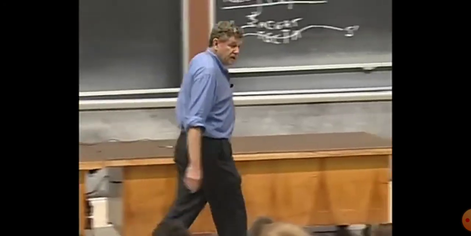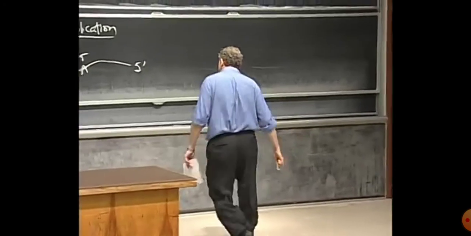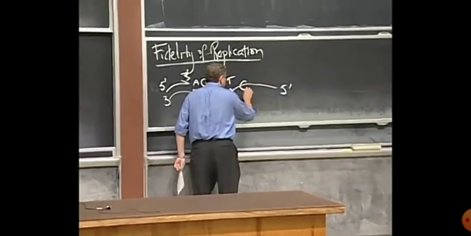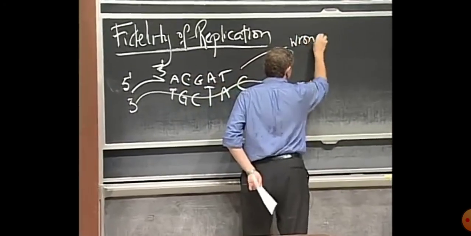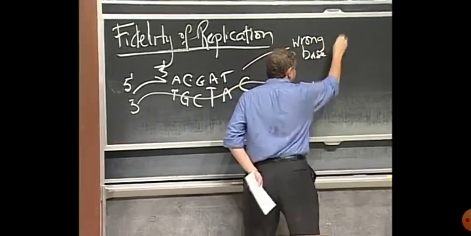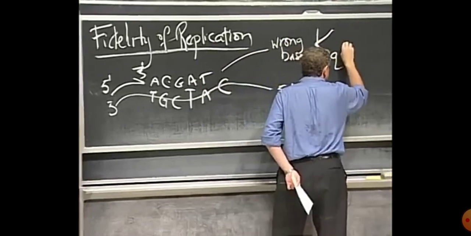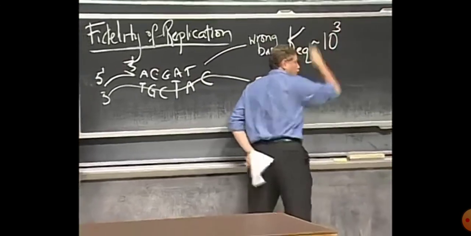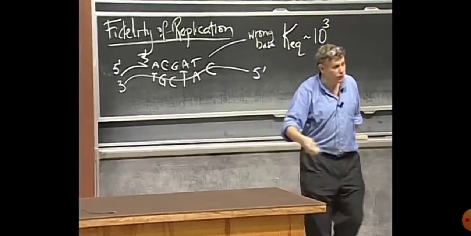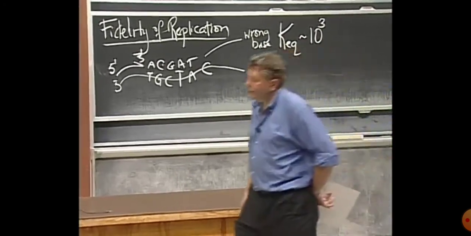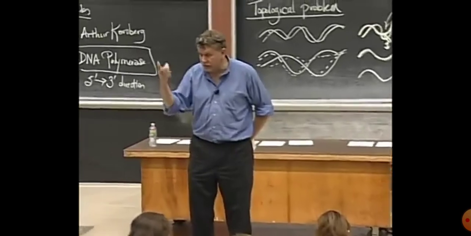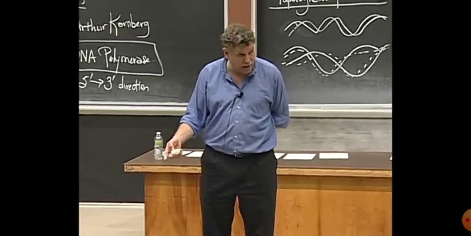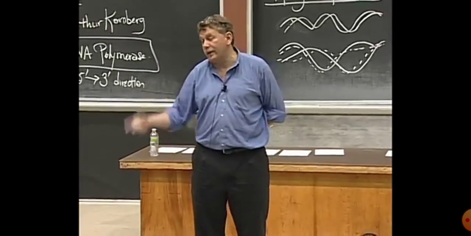It turns out that there's an equilibrium constant for putting in the wrong base. And that K equilibrium is about 10 to the third for the right base, 10 to the minus third for the wrong base. Thank goodness. So only 1 time in 1,000 does it put in the wrong base. That's what that has to mean, right? If it's 1,000 times less favored energetically, it means you only make a mistake 1 letter in 1,000.